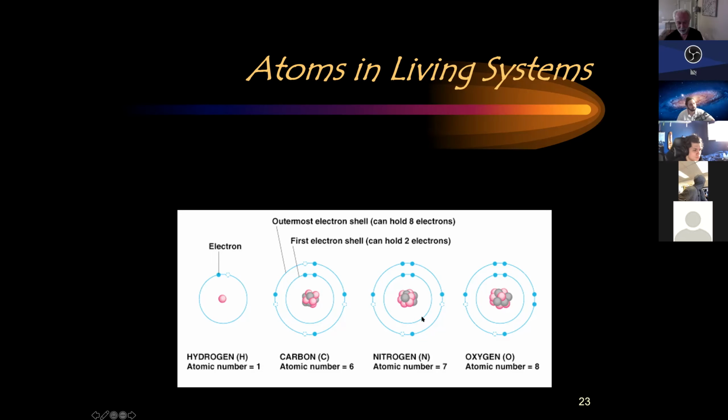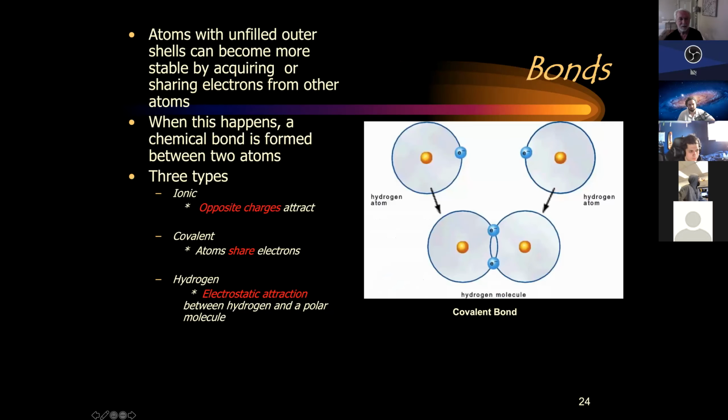Nitrogen has 7, so it has 5 in its outermost shell. It's looking for 3, whereas oxygen is looking for 2 to make itself stable. So atoms with unfilled outer shells can become more stable by acquiring electrons or by sharing electrons with other atoms. And when this happens, a chemical bond is formed.